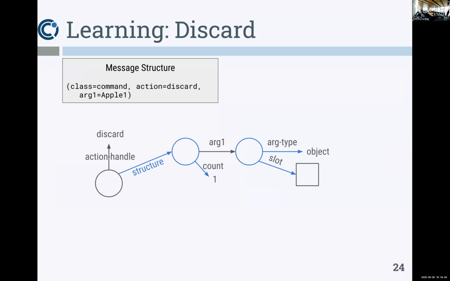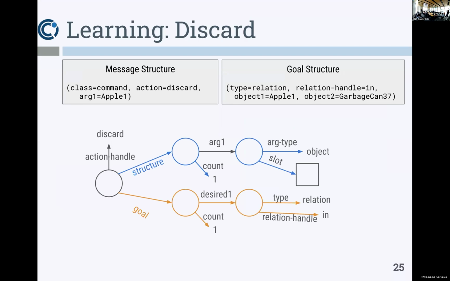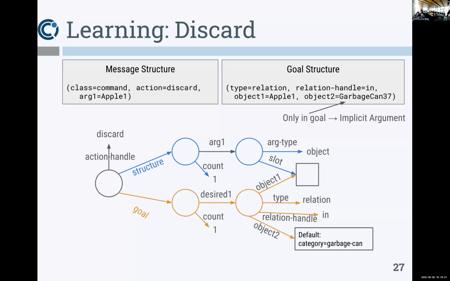And we do it in a fairly straightforward way. We just record the structure as we see it. But then when it comes to the goal, we have this, okay, there's one desired, it's a relation, it's using in something. But then the question is, how do we generalize the arguments, right? And we use a straightforward approach. Basically, we see, okay, what objects in our goal appear in our message? And so in this case, the apple appears in both the goal and the command. And so we're going to say, okay, we're assuming we can generalize that, right? And we call this an explicit argument. And so you notice that in the network, both of these things map to the same slot. It's a placeholder for this object that will be discarded. But the second thing, the garbage can, is only in the goal, and we call this an implicit argument.